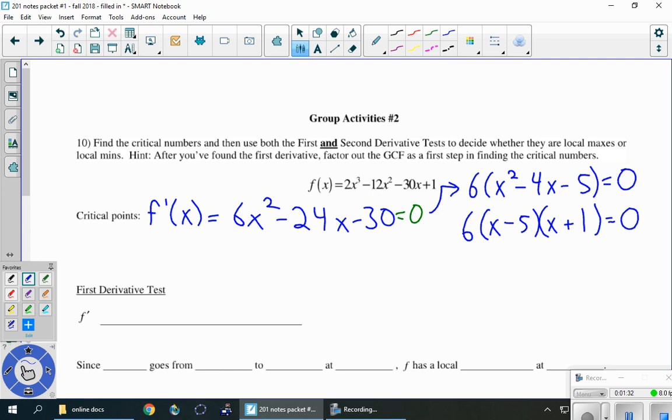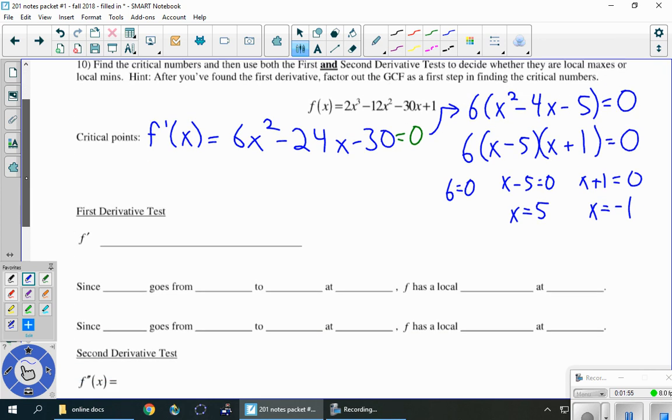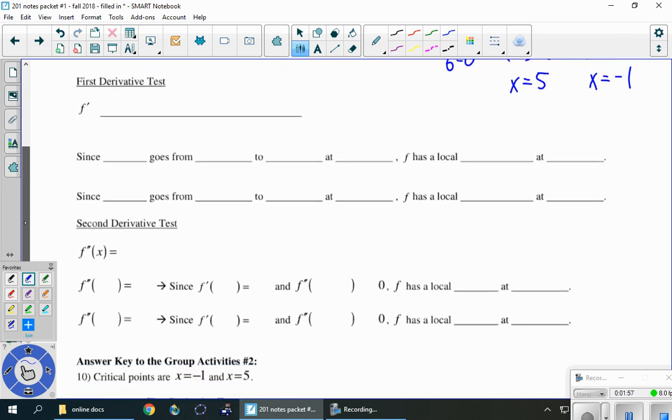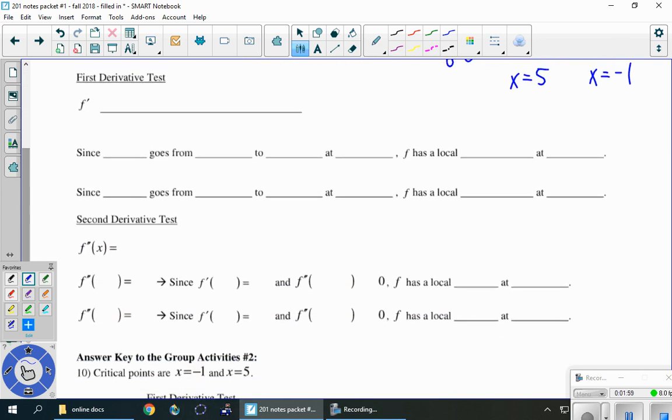And then we set each piece equal to 0, including the 6. 6 equals 0 does not give us any solutions, but this middle one, you can add 5 to both sides and get x equals 5. And here you can subtract 1 from both sides and get x equals -1. So those are our 2 critical points. Now the process branches into 2 different possibilities. We'll use the first derivative test, and then we'll use the second derivative test. In both cases, we need the numbers 5 and -1.